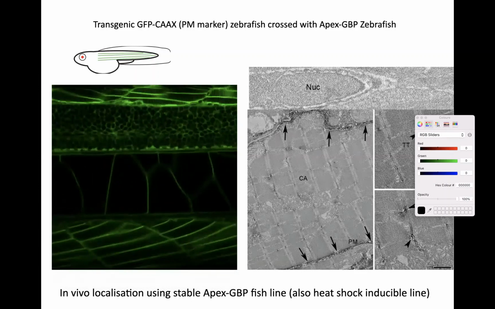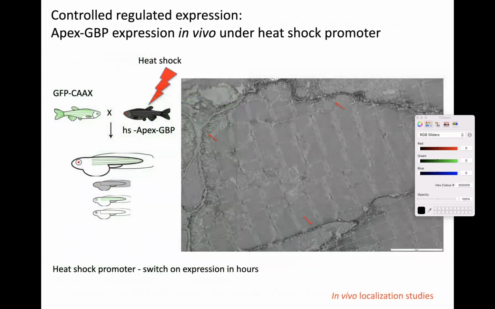We could also do this with the heat shock inducible lines. So we can do heat shock, switch on expression in a few hours. So you're not getting this expressed all the time. You switch it on specifically, and then you can get your localization in your tissues in vivo in a few days.